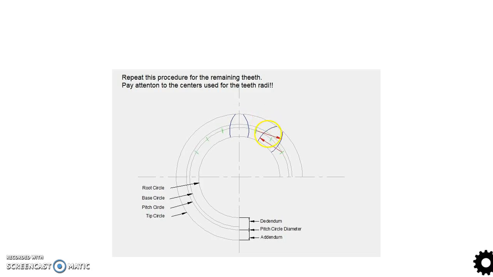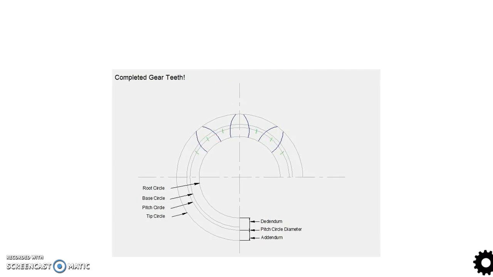Now you draw similar one on the other side using the center points, for example this and this, which are already marked, and similarly that. So this way we have finished 3 gear teeth after completing the fillets and everything.